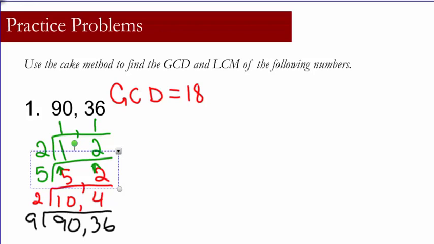Now my LCM is going to be the product of these 4 numbers. So my LCM is 9 times 2, that's 18. 5 times 2 is 10. 18 times 10, 180.